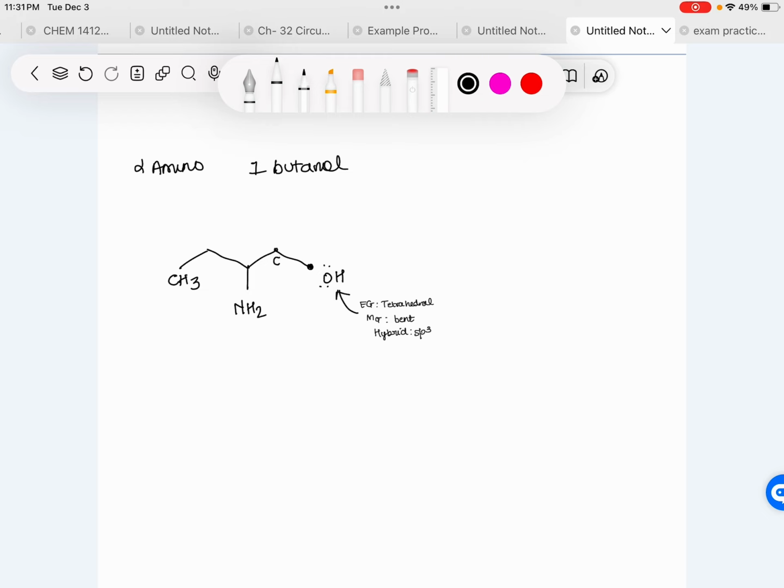Next, there's a C here, and the electron geometry is tetrahedral. This is 109.5. The molecular geometry is the same since it does not have any lone pairs. And the hybridization is sp3.